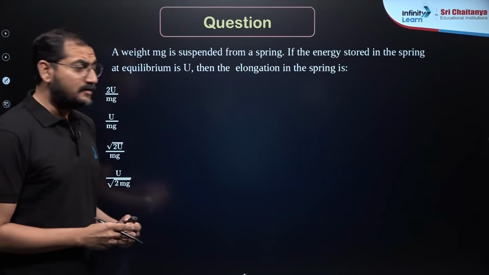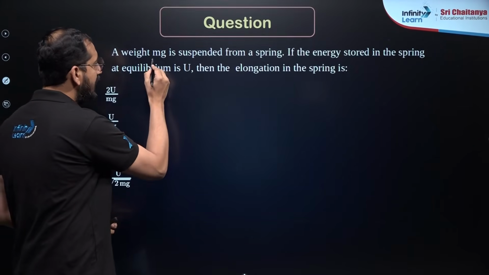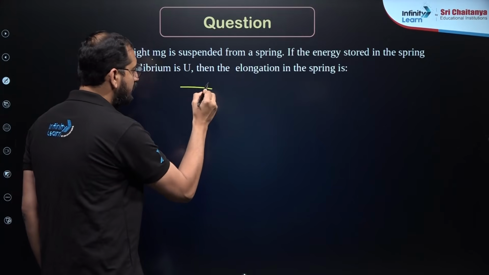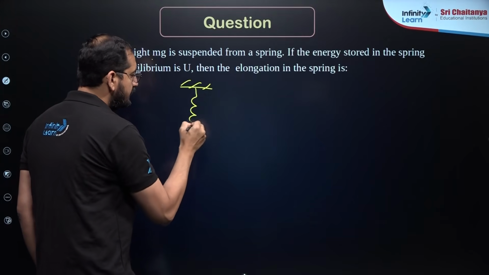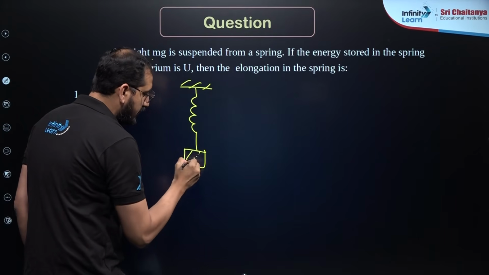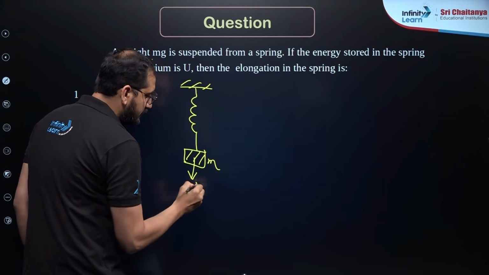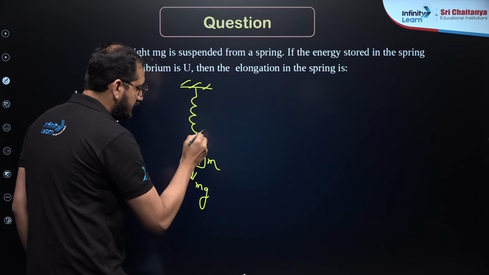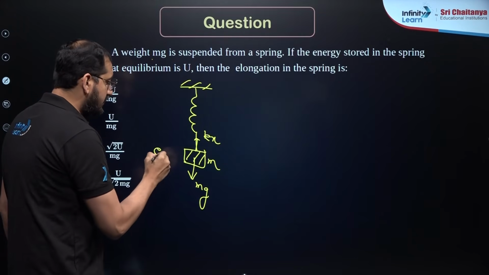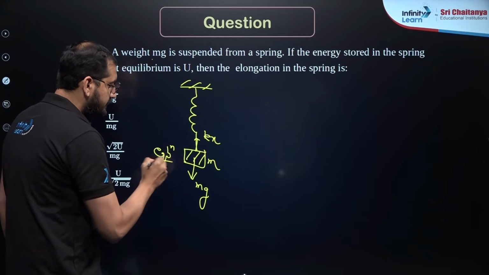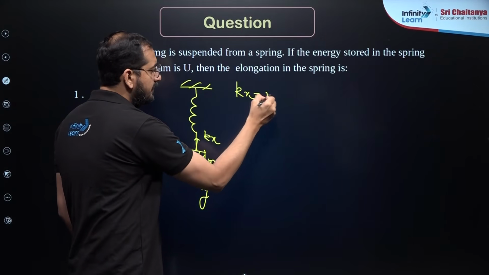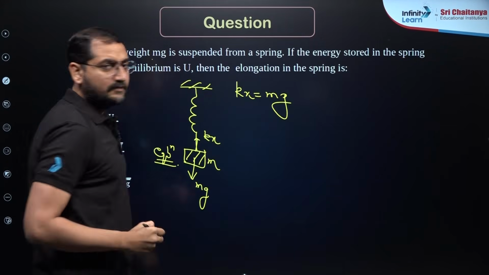The question says that there is a weight mg which is suspended from a spring, right? So if you draw the free body diagram, you can see that this is the block over here having a mass m. This one is mg. X is the extension, and let's say that this is at the equilibrium position. So we know that Kx will be equal to mg, right?